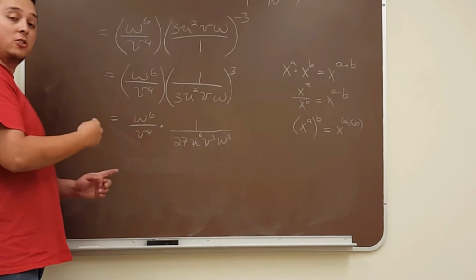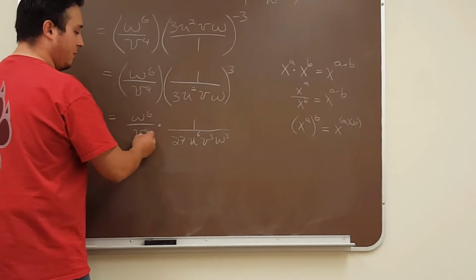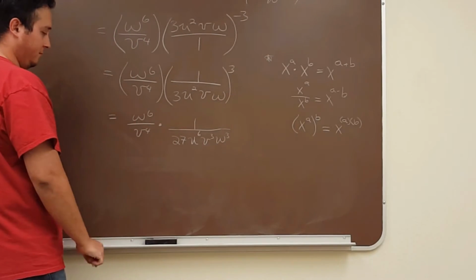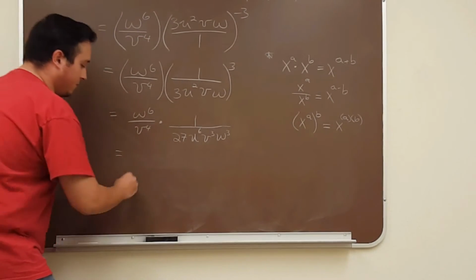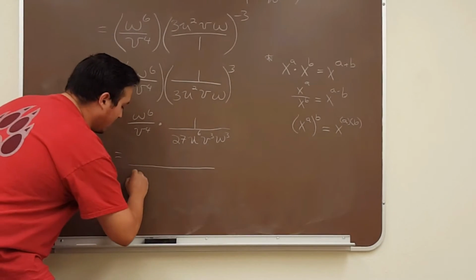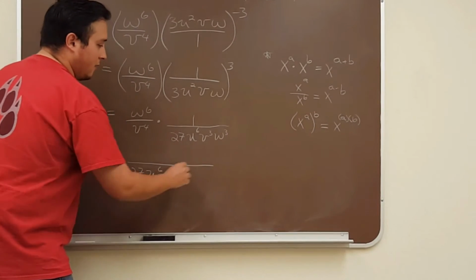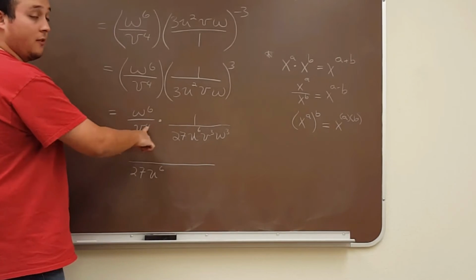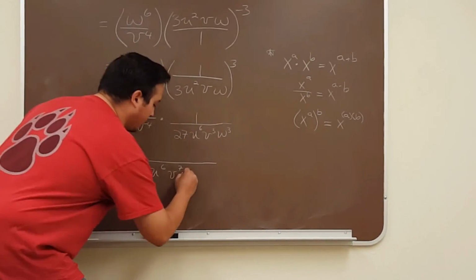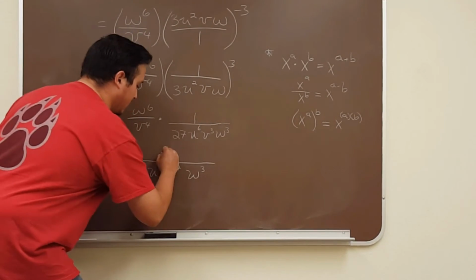My next step is I'm going to multiply across. Whenever you multiply fractions, you always multiply across. So numerator with numerator, denominator with denominator. And this is where we're going to use this property here. I'm going to start with the denominator first. In the denominator, I'm going to have 27 u to the 6th, v cubed times v to the 4th. There's 7 v's, so this is v to the 7th, w to the 3rd. In the numerator, w to the 6th times 1 is just w to the 6th.